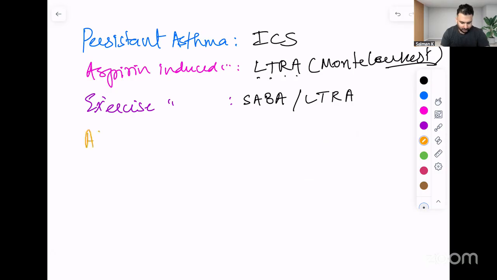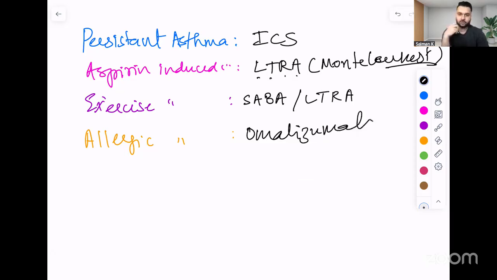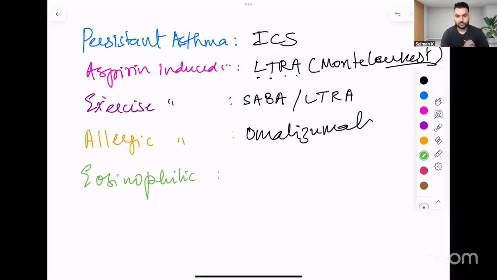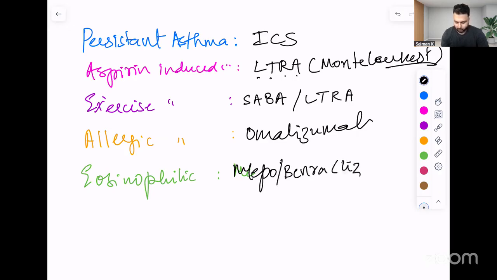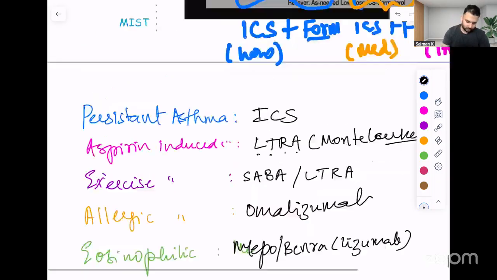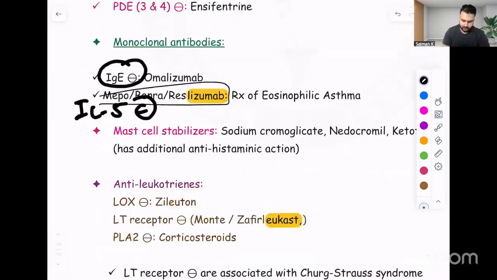Next, if it is allergy, you should go for omalizumab because IgE is the antibody for allergy. And what is this drug? It's an IgE blocker. So omalizumab. Eosinophilic asthma means you have to go with IL-5 blockers. IL-5 blockers are mepolizumab, benralizumab. These names I told you earlier, IL-5 blockers. It's already written.